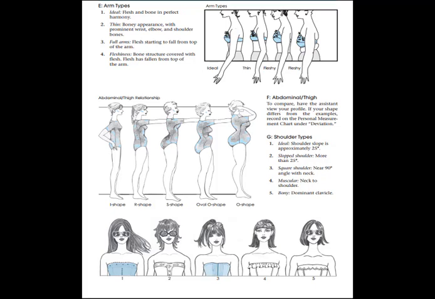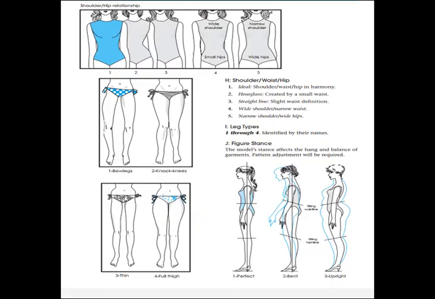G. Shoulder types. 1. Ideal, shoulder slope is approximately 25 degrees. 2. Sloped shoulder, more than 25 degrees. 3. Square shoulder, near 90 degree angle with neck. 4. Muscular, neck to shoulder. 5. Bony, dominant clavicle.